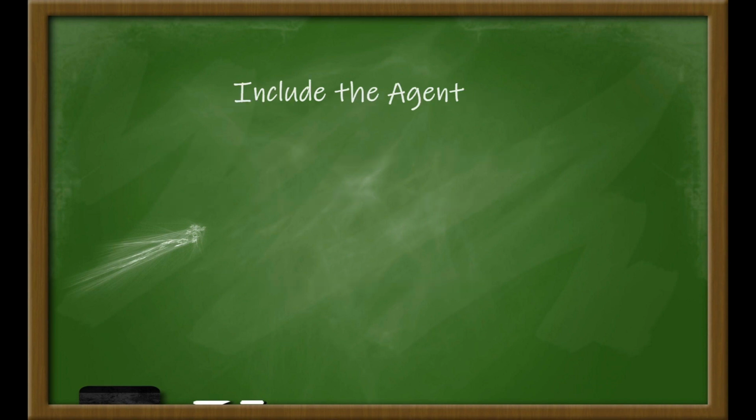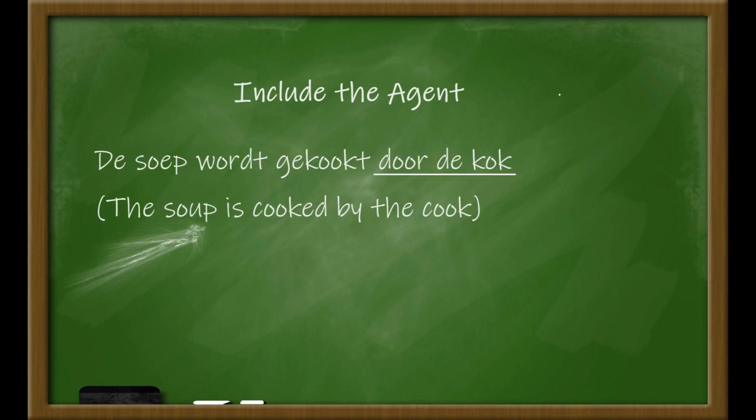Include the agent. In some cases, it may be appropriate to include the agent, the doer of the action, in the passive voice sentence. This is done by adding door, by, followed by the agent. Including the agent is optional and depends on the context of the sentence.